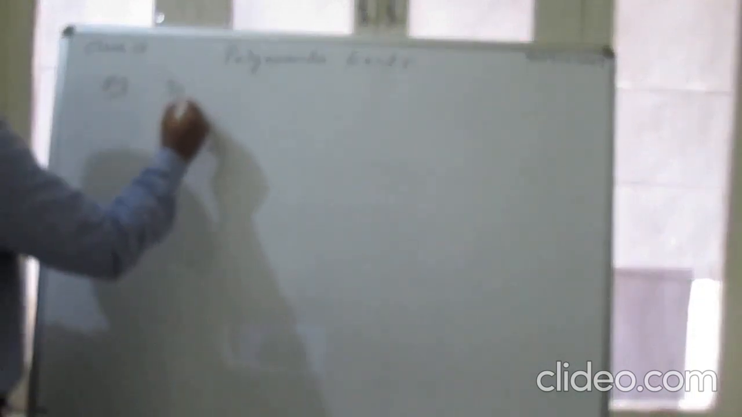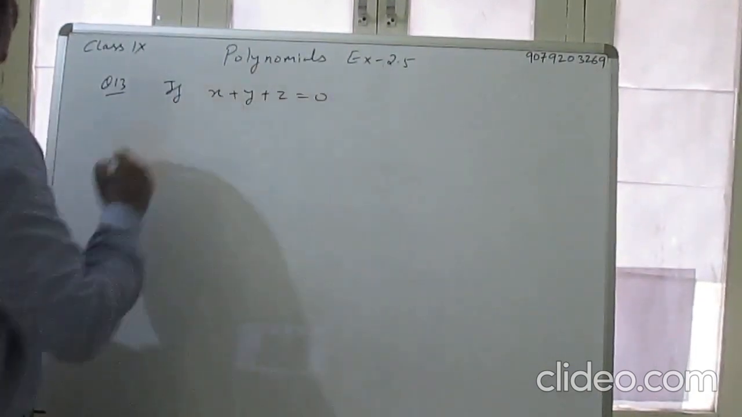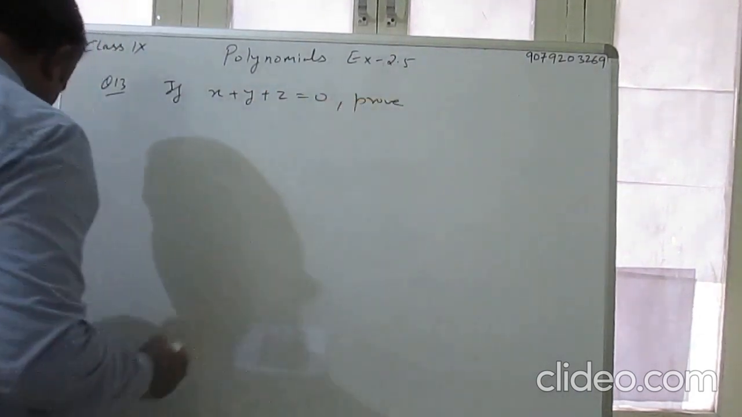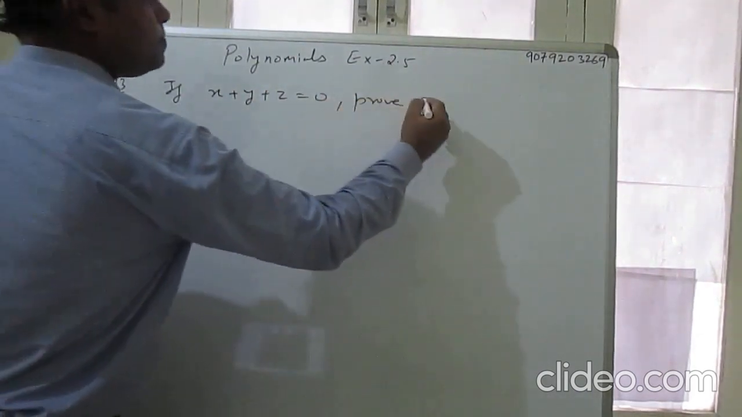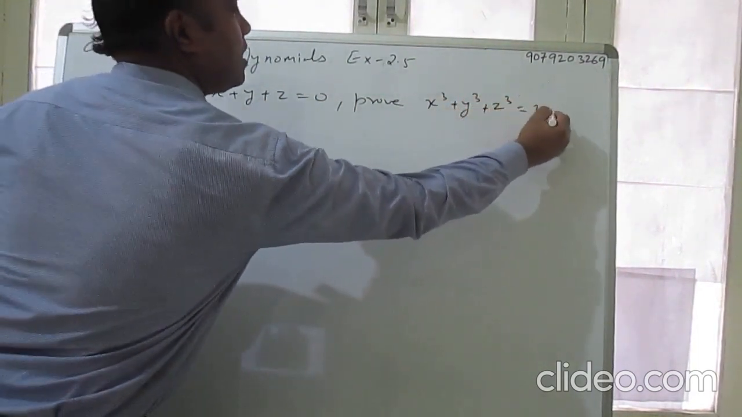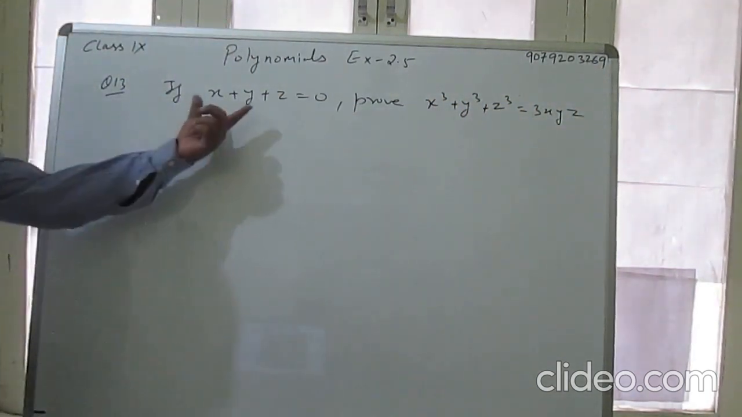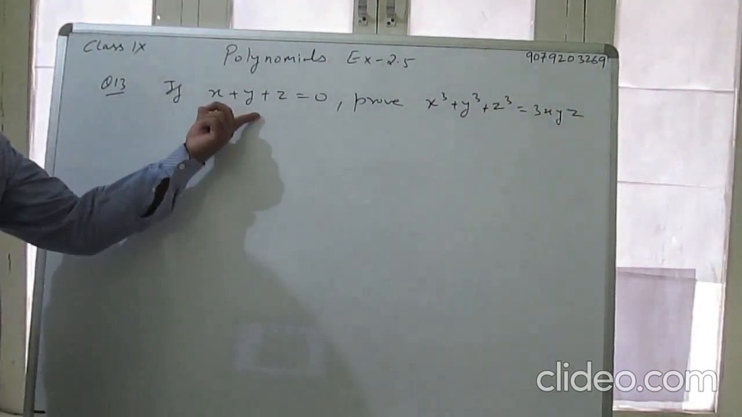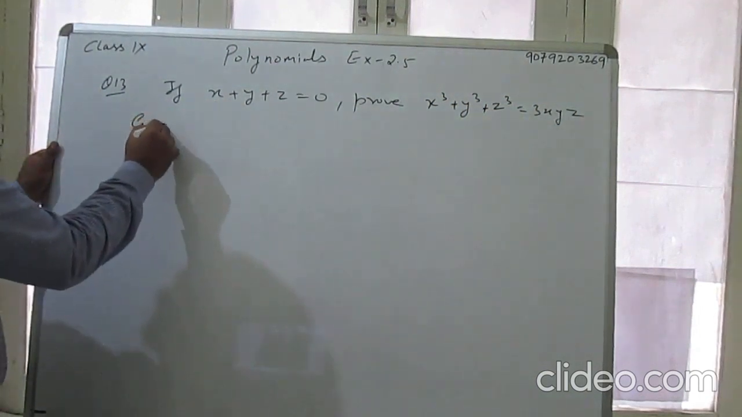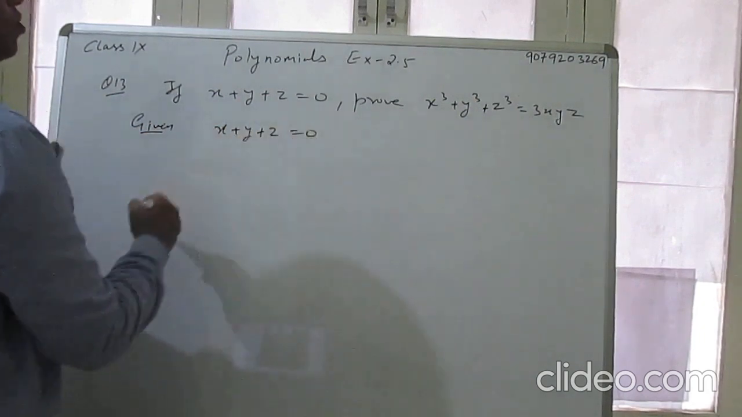If x plus y plus z is equal to 0, prove that x cube plus y cube plus z cube is equal to 3xyz. This you have to prove. Now the relation is given to you, x plus y plus z is equal to 0. Take this relation.